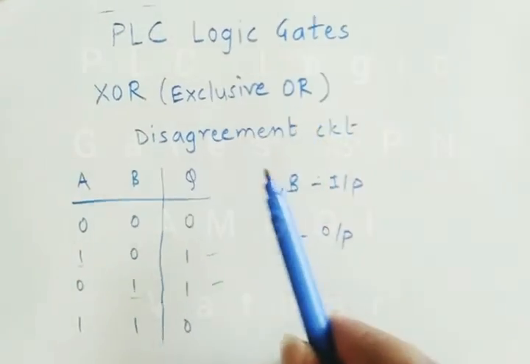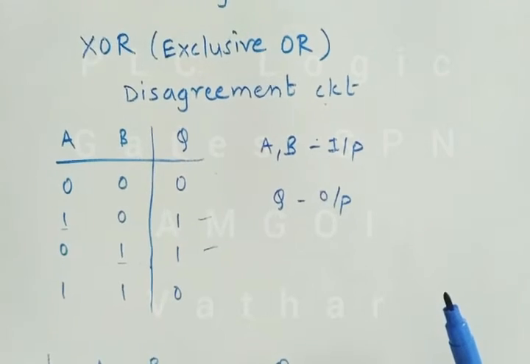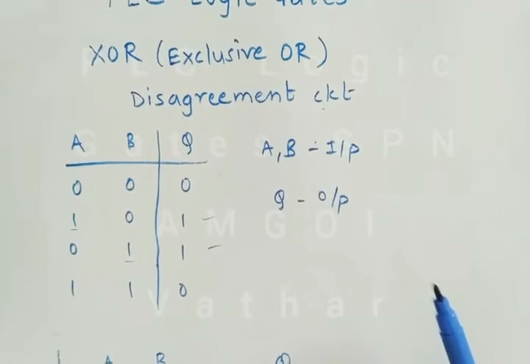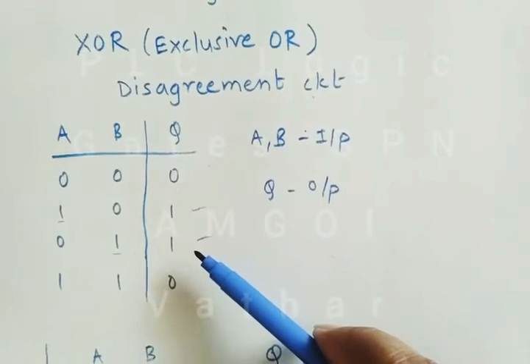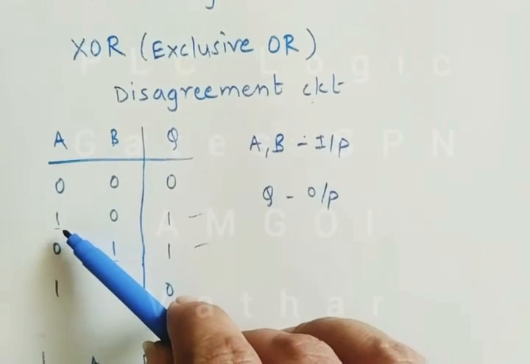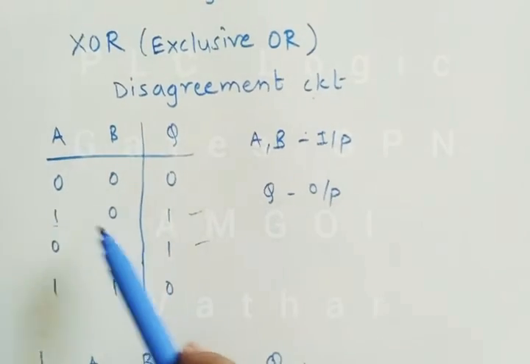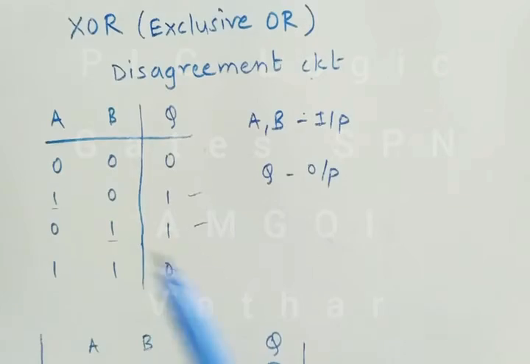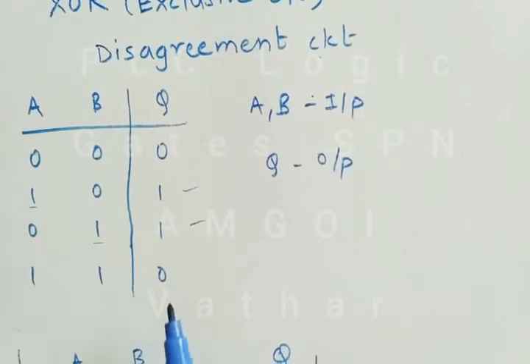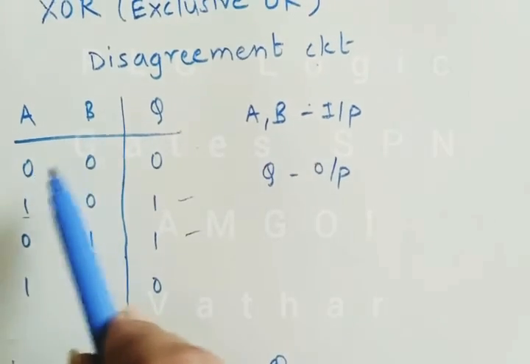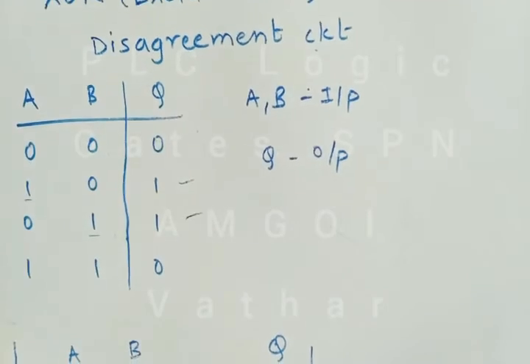The exclusive OR gate. This gate is also known as the disagreement circuit. In this circuit, the output is available only when either A is on or B is on. That is, out of the two inputs, only one should be on at a time. When both are on, the gate does not give output, and when both are off, this exclusive OR does not give output.